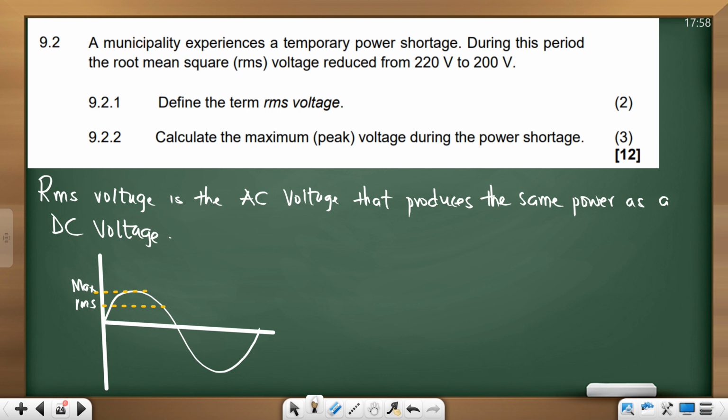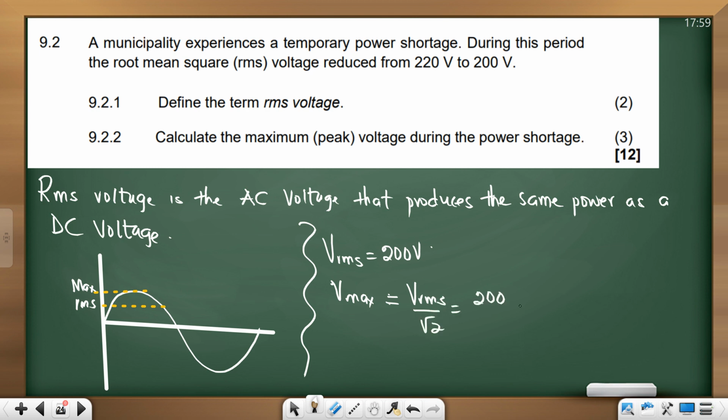Calculate the maximum peak voltage during the power shortage. It says, during this period, the RMS voltage reduces from 220 to 200. They've already given us information. It means we know our VRMS as 200 volts. What are we looking for? Vmax. There's a formula out there. Vmax is VRMS over, we're done. 200 over root 2. What's your answer?